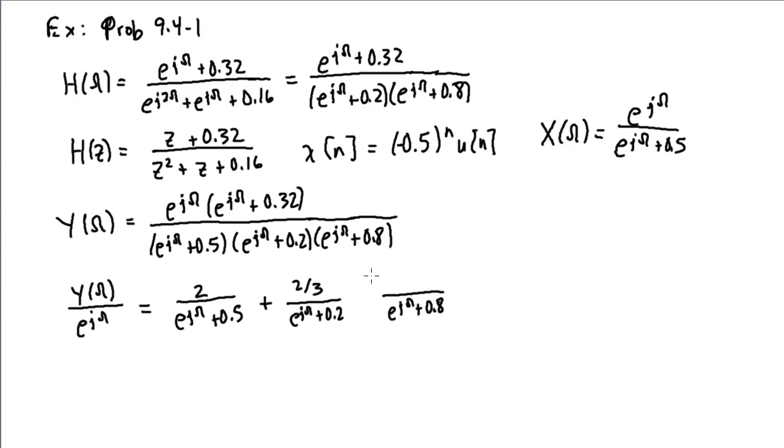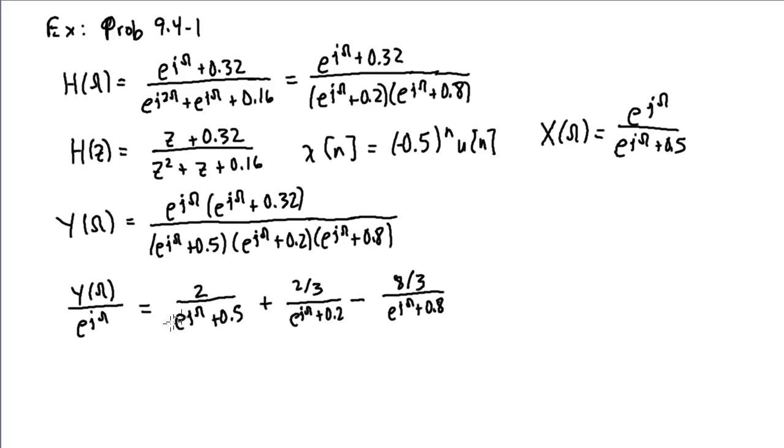And you can do these by the cover-up method. For this one, for example, to find the constant corresponding to the e to the j omega plus 0.8, we cover up this term in parentheses and let e to the j omega be negative 0.8. So this would become a negative 0.3. This would become a negative 0.6. This term in the denominator then would be negative 0.8 plus 0.3. And if you go through with the arithmetic there, you'll see that the constant here is 8/3.